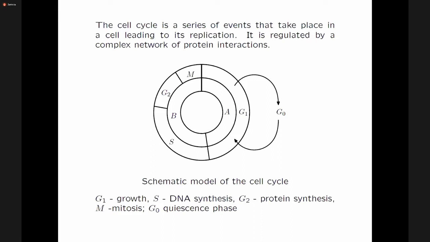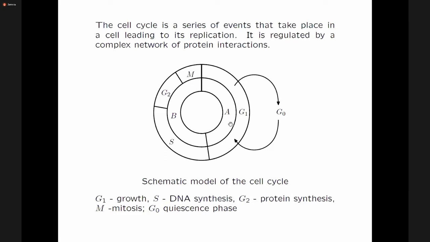What is the cell cycle? Probably some of you know this notion. It's a very important one. It's a series of events which take place in a cell leading to its replication. This is a very complex process, and it is regulated by protein interactions. You know that life is a protein system. All life is connected with proteins. But there are some models which describe the cell cycle process.